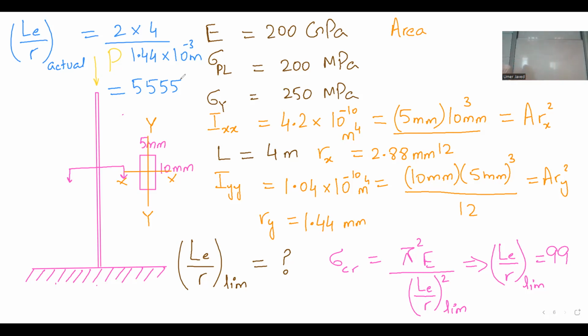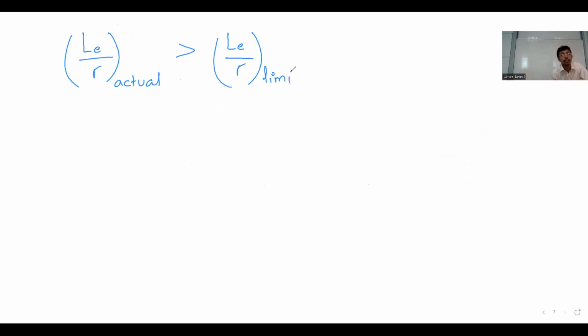5,555. That is big, by the way. So the point is that this is definitely greater than 99. Can you say fail on the buckling? Of course, 100%. LE over R actual is greater than LE over R limiting. Why? Because 5,555 is greater than 99. Now give me the final answers.